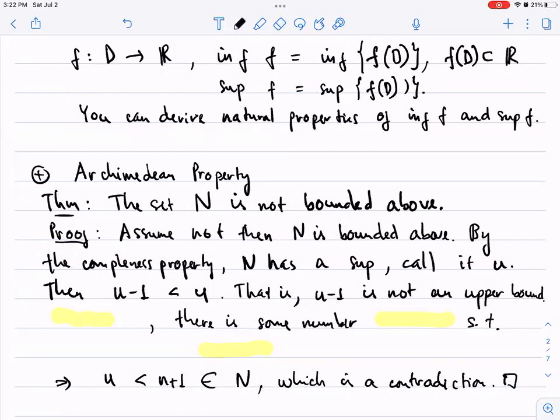Then by the order property that we discussed earlier, u minus 1 must be smaller than u. Now, u is the supremum. Remember, the supremum is the smallest upper bound, and you have a number which is smaller than that smallest upper bound. Then that smaller number cannot be an upper bound. That is, u minus 1 is not an upper bound.